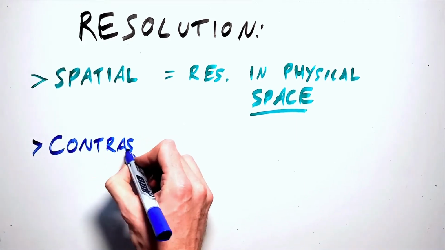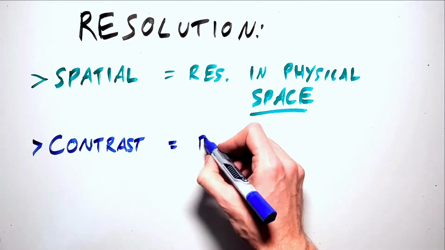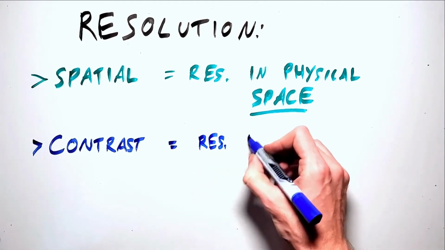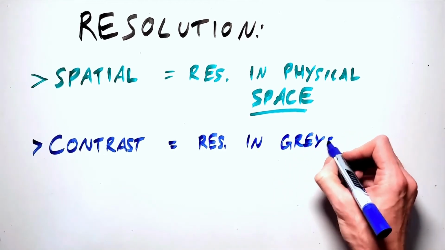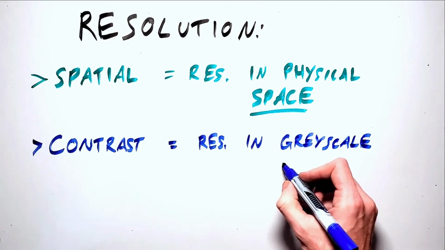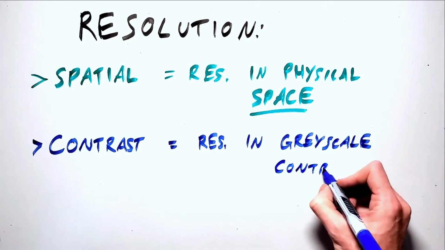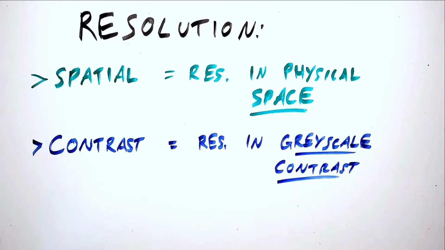Contrast resolution, or low contrast resolution, refers to the ability to differentiate between two objects of similar density. This means images with greater contrast resolution can offer greater differentiation between similar tissue types. Contrast resolution may also be referred to as low contrast resolution because it relates to differentiating between lowly contrasting objects.